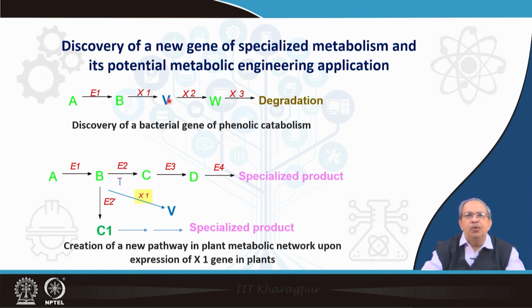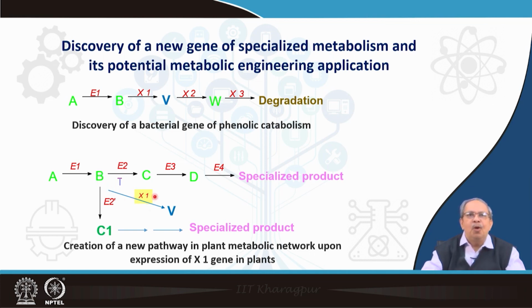V may be the product of our interest, but in the bacterial system V cannot be stable, it is further converted and ultimately used up. If V is the product of interest, that gives a clue to the scientist that X1 does not exist in plants, but X1 utilizes B as the substrate. But if you now see the plant pathway, B is universally present. If theoretically we transfer the X1 gene into the plant, then what is going to happen?